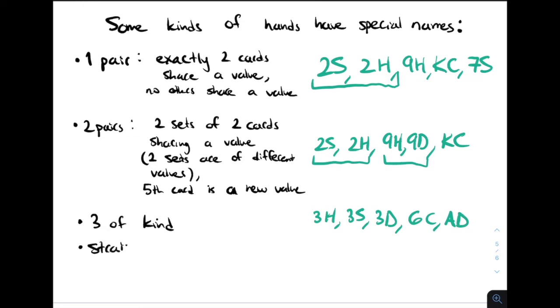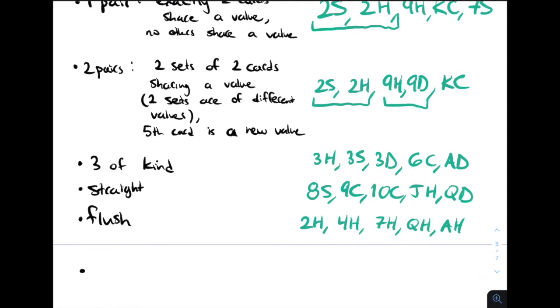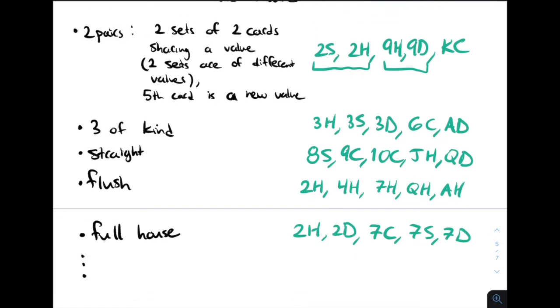Or we could have a straight, which is where the values sequentially go up by 1, an example of which is 8 of spades, 9 of clubs, 10 of clubs, jack of hearts, and queen of diamonds. We could have a flush, which is when all 5 cards have the same suit. So 2 of hearts, 4 of hearts, 7 of hearts, queen of hearts, and ace of hearts. And the last that we'll give an example of is a full house, which is a pair and a 3 of a kind. So 2 of hearts, 2 of diamonds, 7 of clubs, 7 of spades, and 7 of diamonds. And there are a few more, but those will be enough.